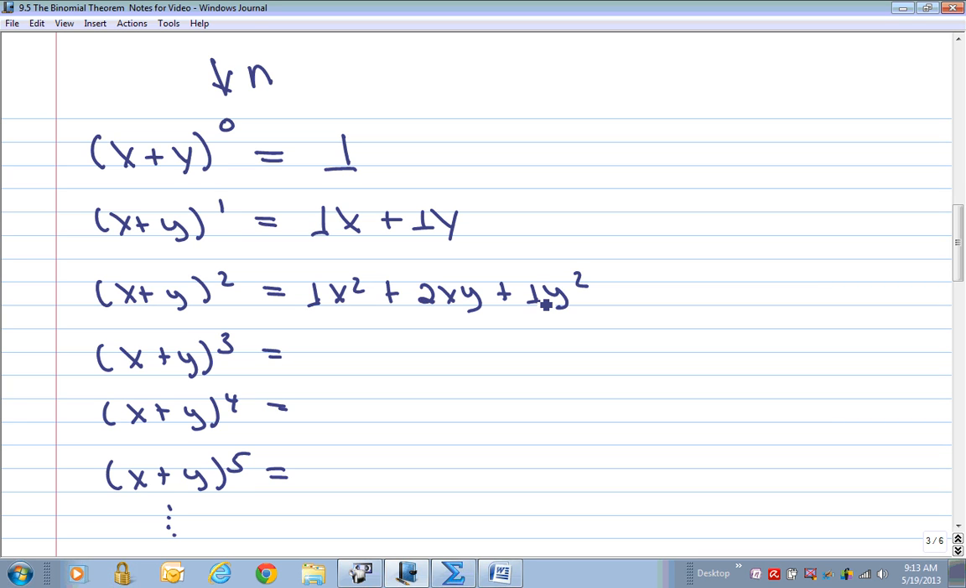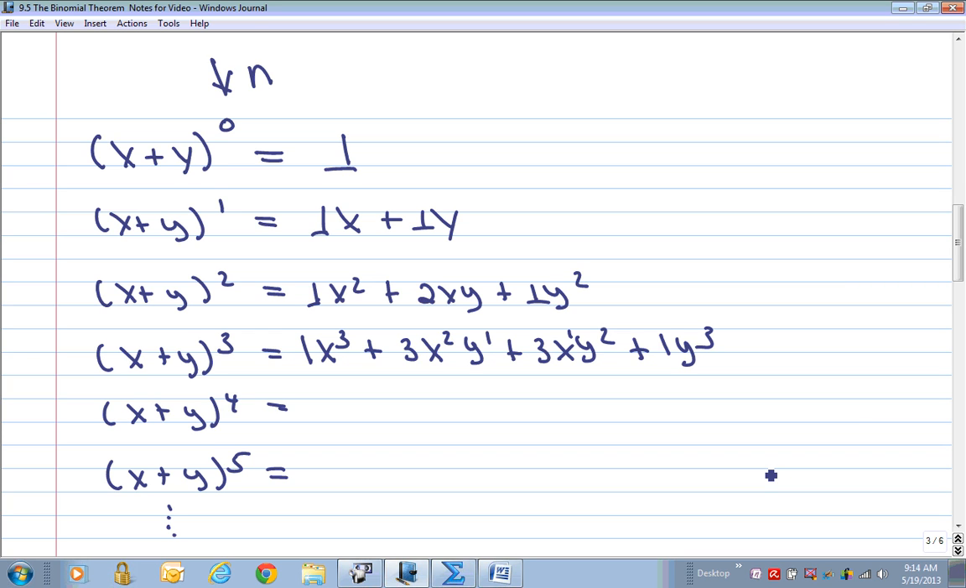All right, let's go to the cube. I'm just going to write this out, and I want you to start to recognize the pattern that you're seeing. So I'm going to say this would be 1x cubed plus 3x squared y to the first plus 3x to the first y squared plus 1y cubed. Okay, notice a couple of things here. The coefficients increase and then decrease. So we go 1, 3, 3, 1.